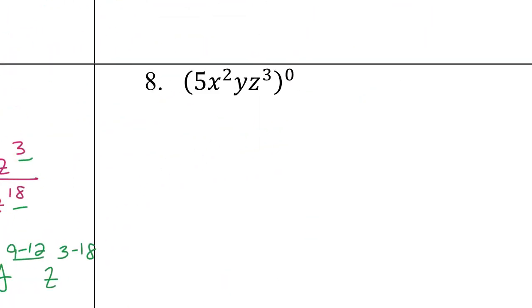Number 8. I have 5x squared, y, z to the third, all to the 0. Well, we have all of this stuff to a 0 power. Well, that means our answer is automatically just a 1 because there's nothing else besides what was raised to the 0.